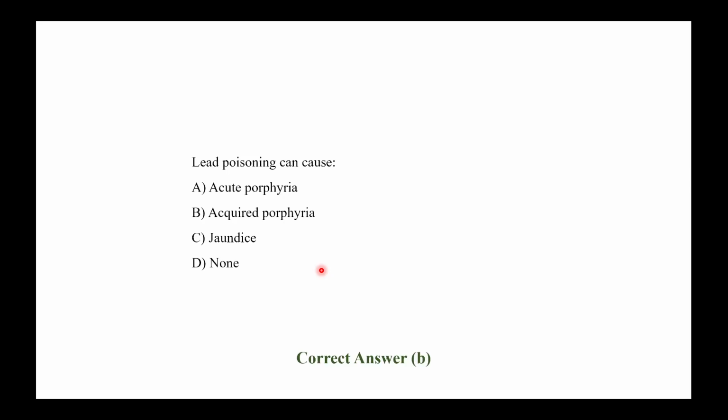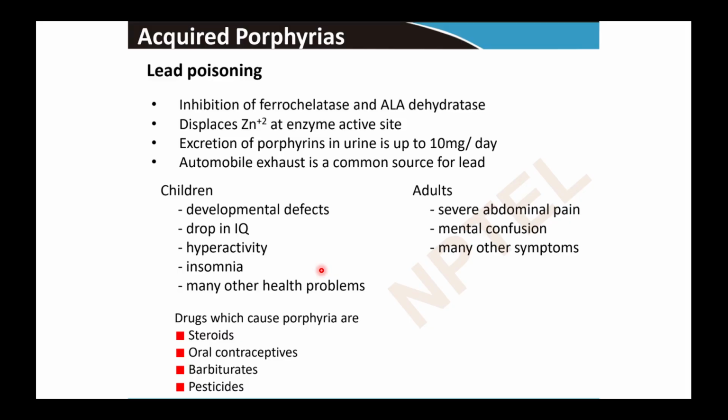So the correct answer is option B, acquired porphyria. By the name itself, you can see it is acquired. You have different types of porphyria. You have the porphyria that is due to genetic reasons, and then you have acquired porphyria that is due to lead poisoning. Okay, and I've told you lead poisoning can lead to inhibition of ferrochelatase and ALA dehydratase.